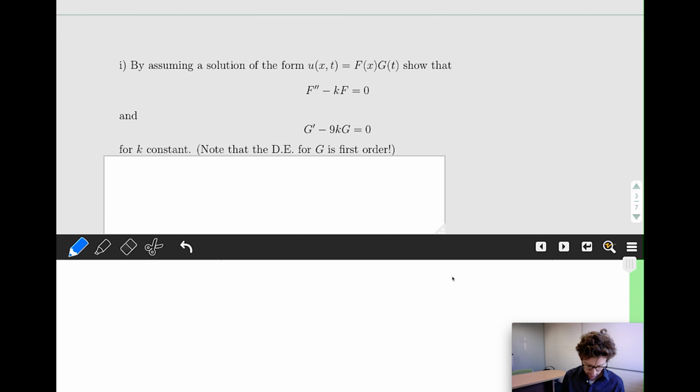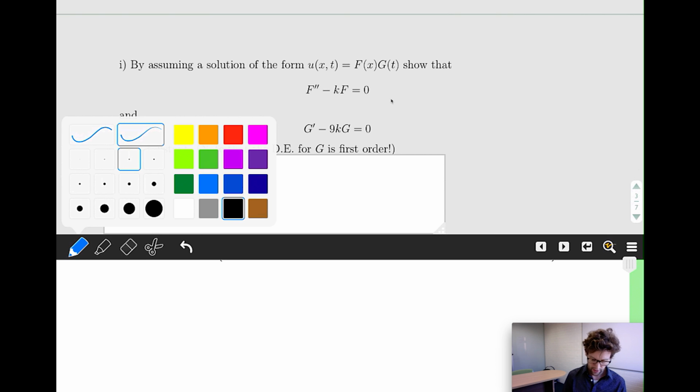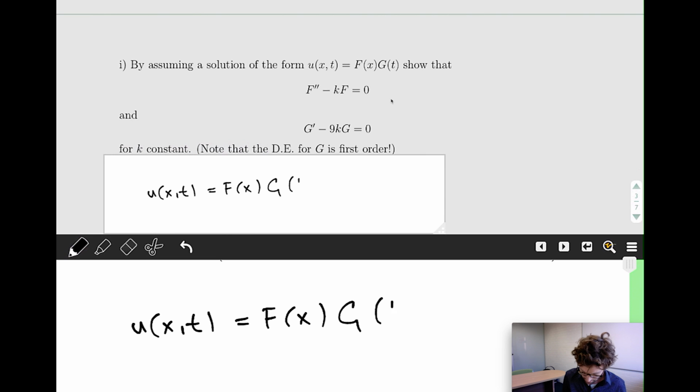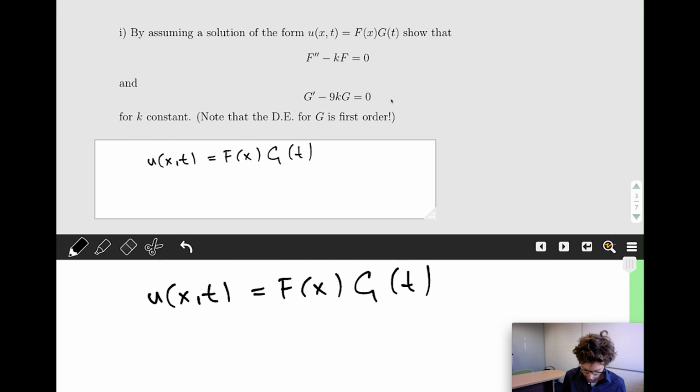So we're going to make our separation of variables assumption that u can be written as a function of x times a function of t, and we want to find the corresponding ordinary differential equations that we get. So again, we're assuming that u of x and t can be written as a function of x multiplied by a function of t, which means that partial derivatives will turn into ordinary derivatives.